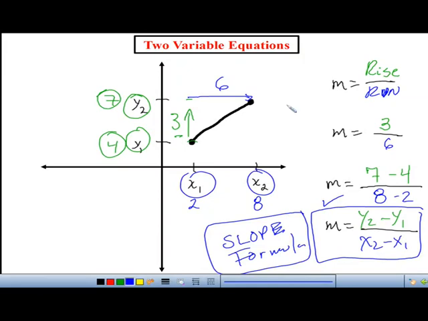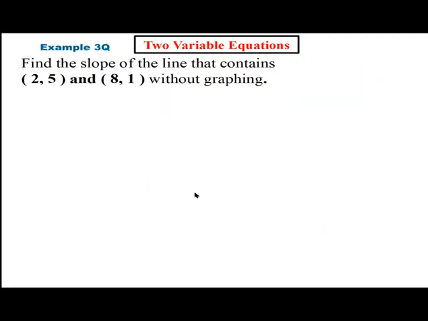All right. So you should have copied this already. If not, make sure you go to the video lesson and copy that. Let's get started with the practice of this. Here we go. Example 3Q. Copy this. Find the slope of the line that contains (2, 5) and (8, 1) without graphing.